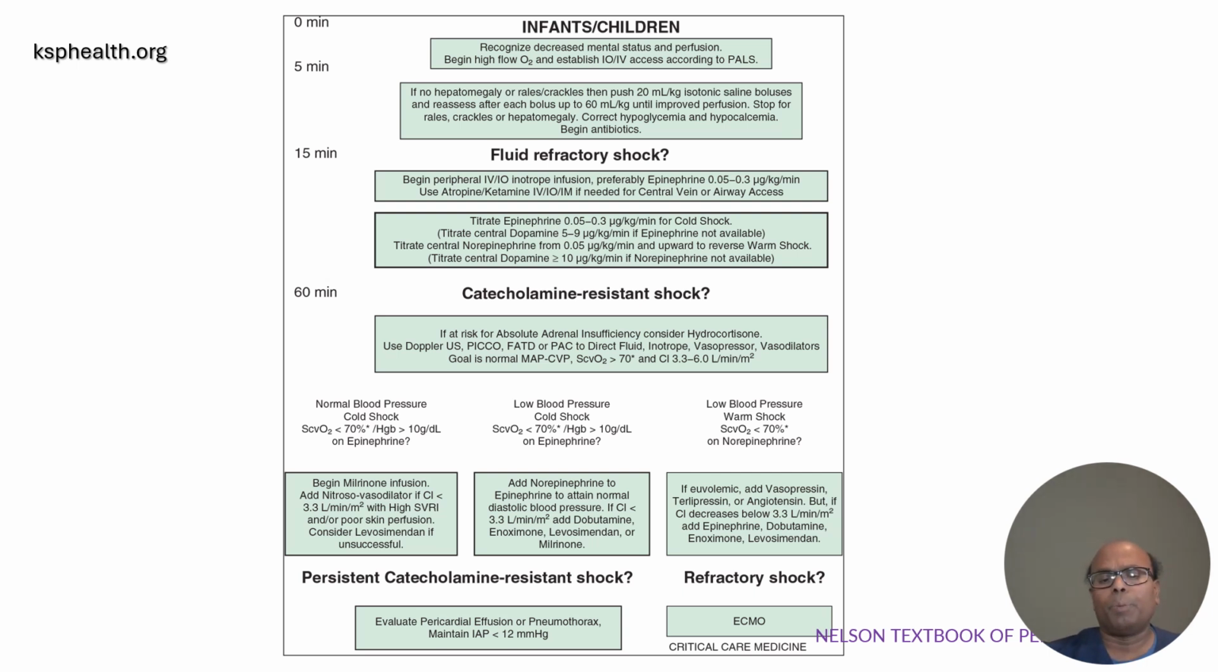just categorize whether the patient has warm shock with low blood pressure, cold shock with low blood pressure, or normal blood pressure with cold shock. For low blood pressure with warm shock, if the patient is not already on norepinephrine, go ahead and start that or add vasopressin. Again, the target is to reach the cardiac index of 3.3 liters per minute. One can add epinephrine, dobutamine, enoxaparin, levosimendan as needed in those patients.